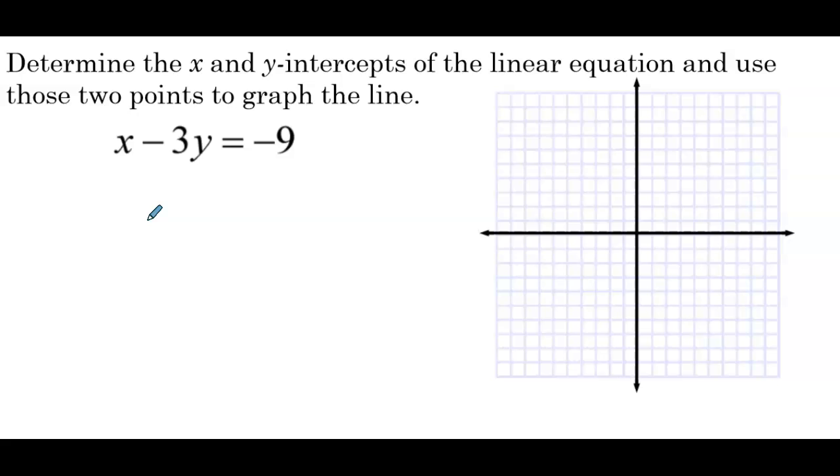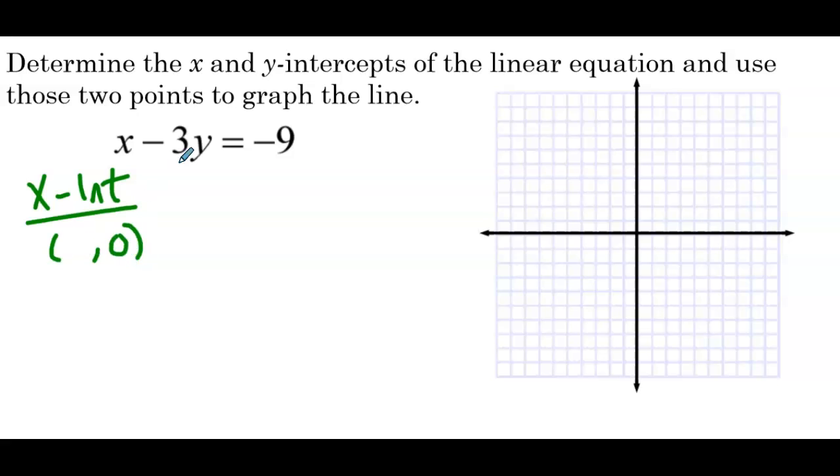So our first example: determine the x and y intercepts of the linear equation and use those 2 points to graph the line. So our equation is x minus 3y equals -9. First we'll start by finding the x-intercept. The x-intercept is a point whose y-coordinate is 0. Personally, I like to write this out every time. It reminds me that my answer should be a point and that the y-coordinate is 0. And that's how I'm going to find what the x value of this point is.